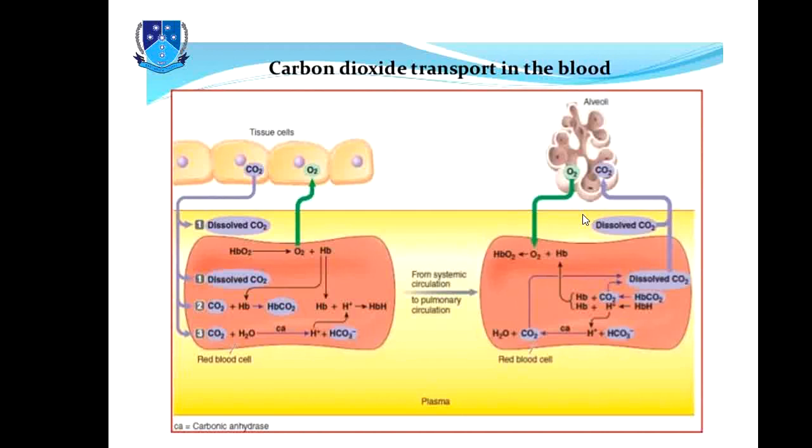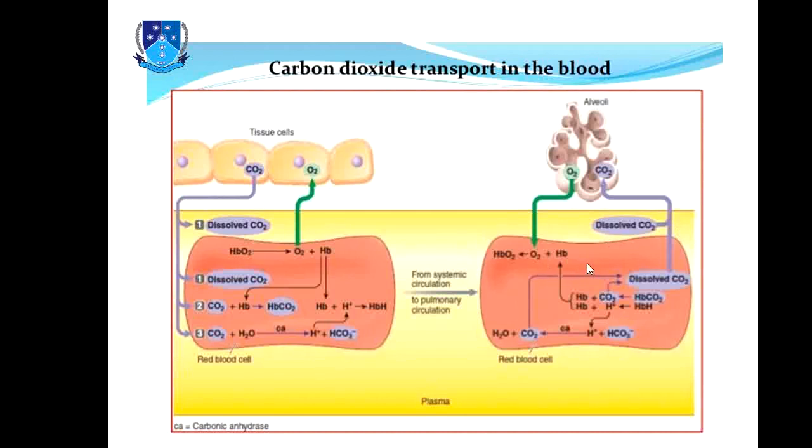I have already told in the first slide that the dissolved carbon dioxide also travels inside this red blood cell or inside this plasma. The carbon dioxide plus hemoglobin, carbamino hemoglobin or carbamino protein, also travels inside the blood, and the carbonic acid or bicarbonate also travels inside the plasma. So this leads to the pulmonary circulation, and in the pulmonary circulation in the alveoli, what will happen?